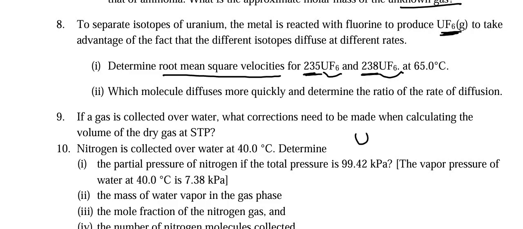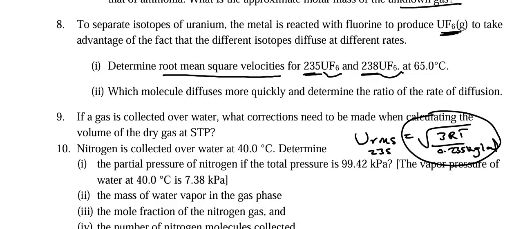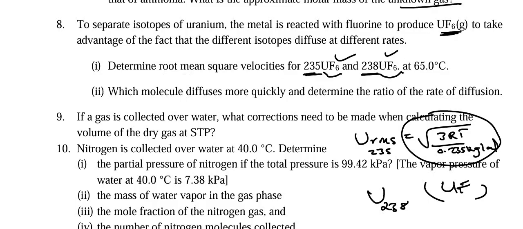So you say this will be for the 235, you say the same thing, 3RT over the molar mass, which is the 235, which is going to be 0.235, because we are dividing it by 1,000. It has to be in kilograms per mole. The temperature is the same, 65. Put it in kelvins, you get your velocity there. It will be different from the other guy, which is 238. Because if you use the UF6 and calculate the molar mass, it's the same answer for this and this. I don't know if you're getting what I'm saying. That's the only time we will be able to differentiate these guys.